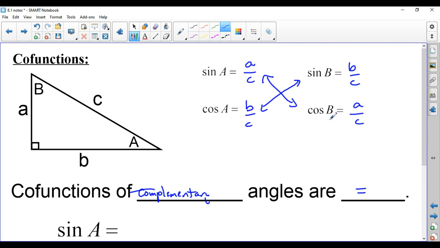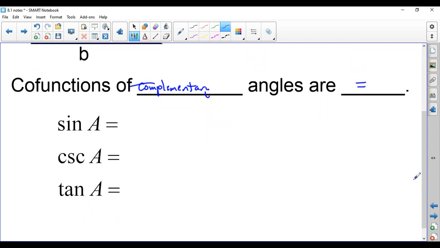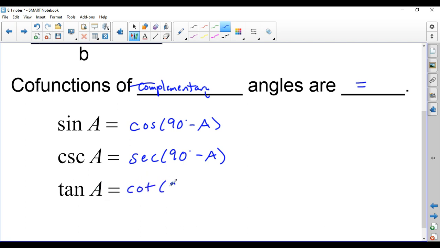The sine of one angle is equal to the cosine of its complementary angle. The cosine of an angle is equal to the sine of its complement. Well, there's actually three pairs of cofunctions, and again, we can see why they are named this way. The sine of angle A is always equal to the cosine of the complement of that angle, which in this triangle would be angle B. The cosecant of A is equal to the secant of the complementary angle. And the tangent of A is equal to the cotangent of the complementary angle. And again, sine and cosine, secant and cosecant, tangent and cotangent, the co part of the name comes from cofunctions.